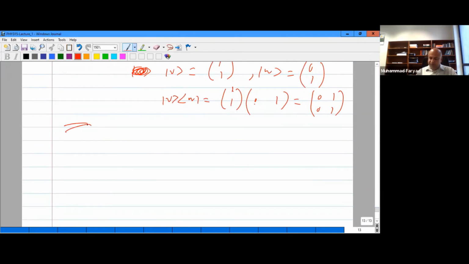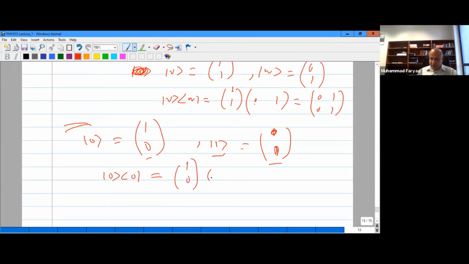Now, let me introduce a notation that we are going to use anyway. Let's call this special column vector 0, and this special column vector 1. We can see that this is a basis because both of these vectors are orthogonal. This is 1, this is 0. Let's now see what happens if I take an outer product of 0 with 0. This means this is 1, 0 times 1, 0, which gives 1, 0, 0, 0.